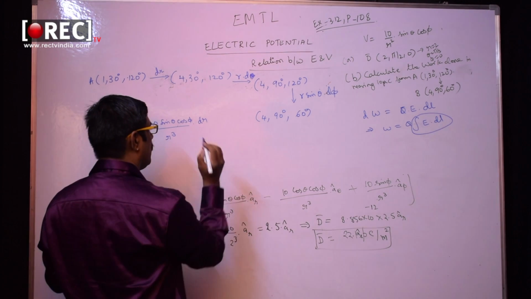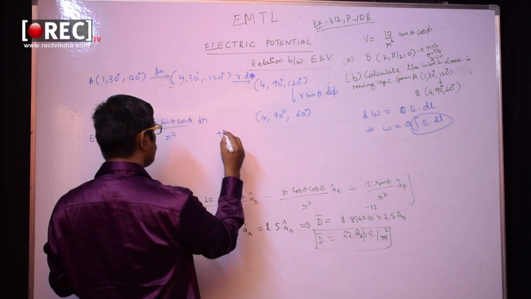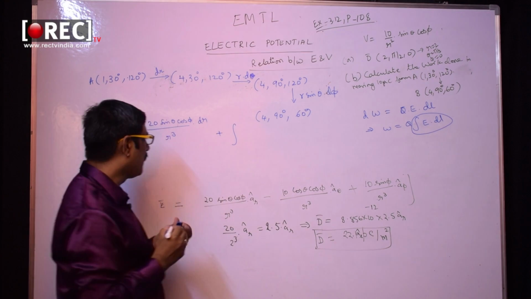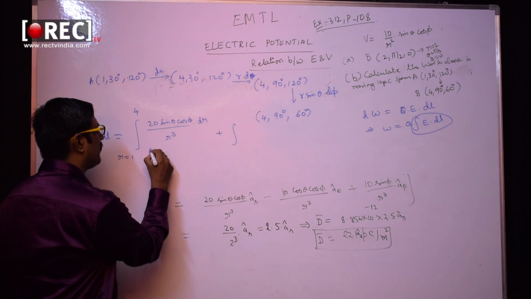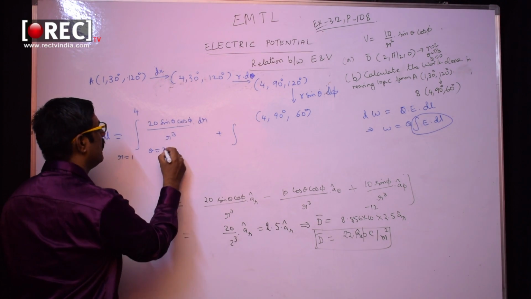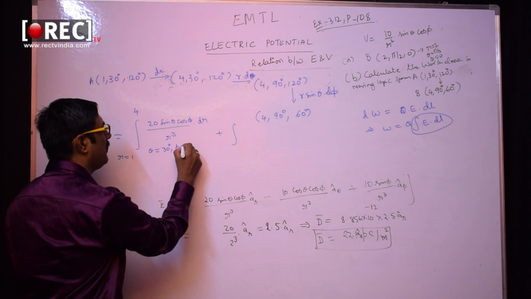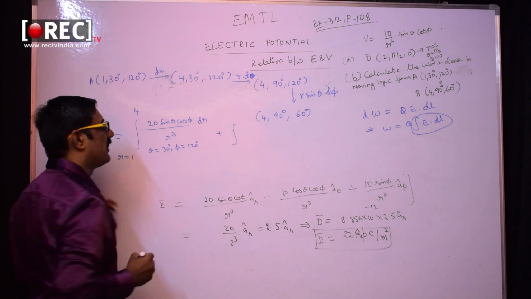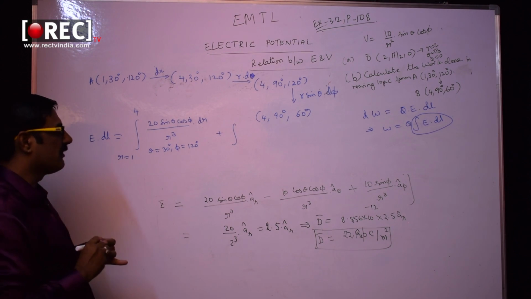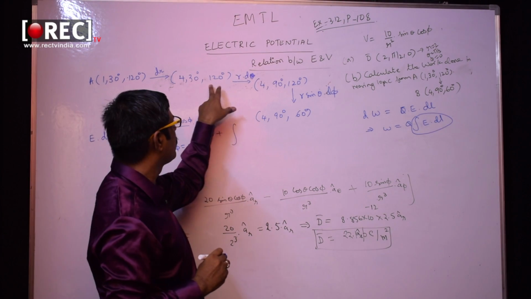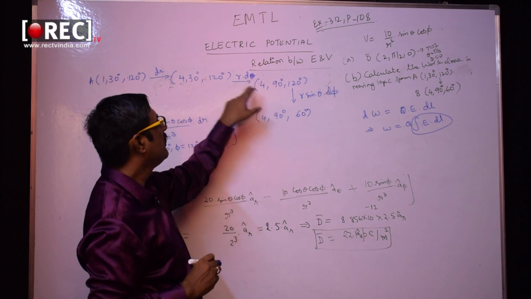Now, coming to the second one, it is plus integral. Which is changing? Of course here r is constant, and theta is taken to be 30 degrees and phi is taken to be 120 degrees. Next, coming to the second integral, second part, what is changing? Theta is changing.